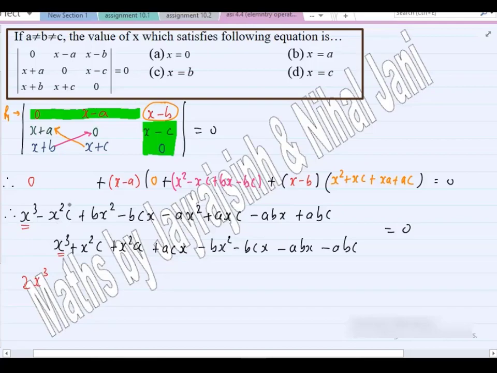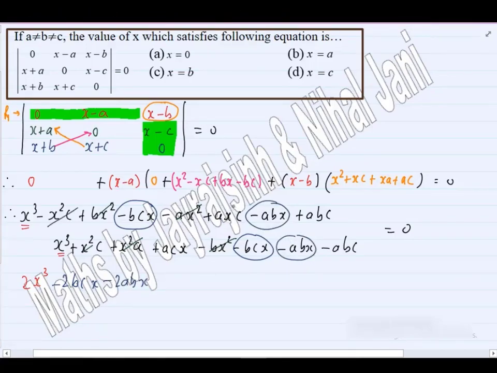Then collect the terms of x square. x square c will cancel out, bx square will cancel out, ax square will cancel out. Now let's collect the terms of x. Minus bcx and minus bcx will give us minus 2bcx, then minus abx and minus abx will give us minus 2abx, and finally acx plus acx plus 2 times acx. abc minus abc will cancel out.